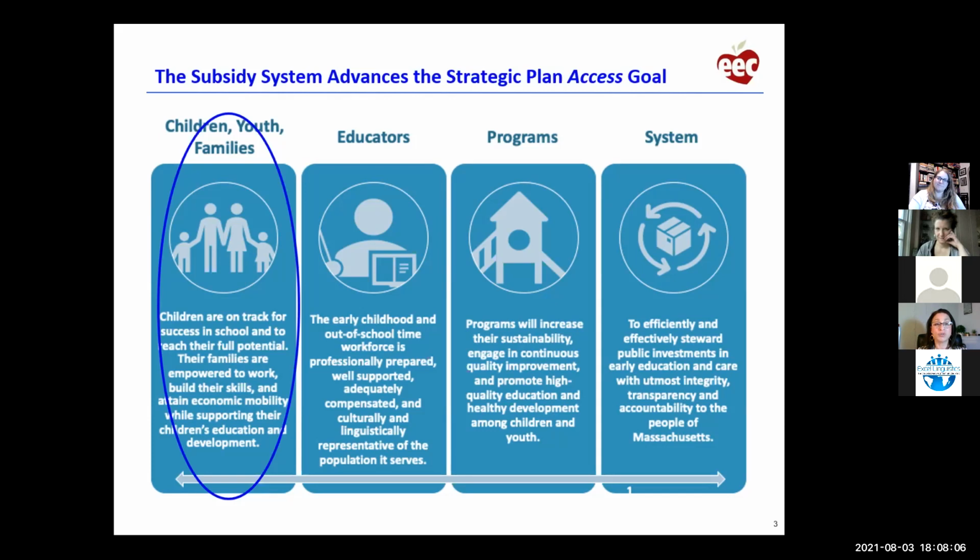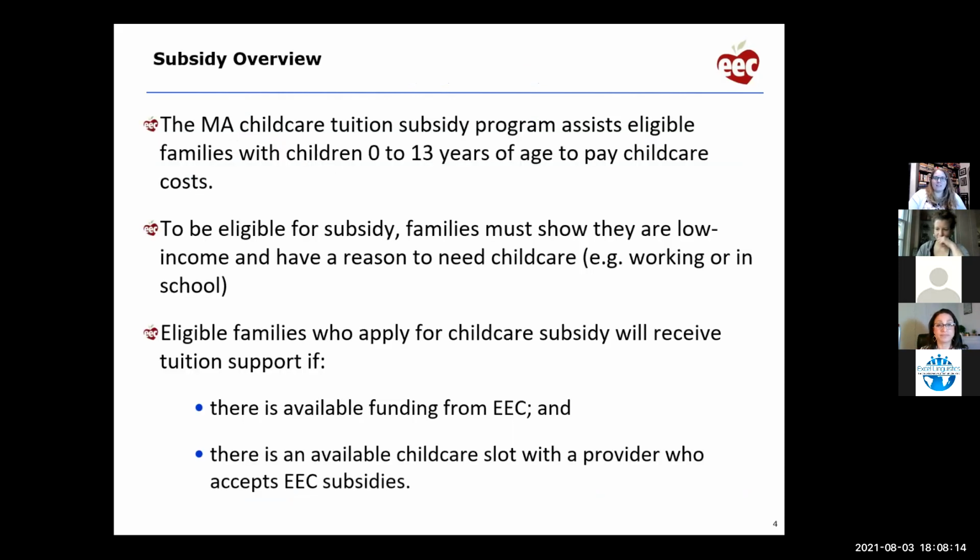I'm going to pass it on to Carol to talk a little bit about our current subsidy system. Good evening, everyone. So we want to give a very short overview of our subsidy. The Massachusetts Child Care Tuition Subsidy Program assists eligible families with children ages 0 to 13 to help pay for their child care costs. To be eligible for our program, families must show that they are low income and have a reason to need child care, what we typically call a service need, which means that they're working or in school or a training program for a minimum number of hours.